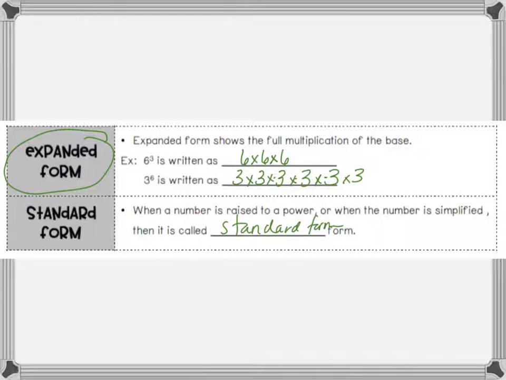So when we actually do 6 times 6 times 6 and we get our answer, then that would be the standard form, the numbers that we're used to working with by themselves. So if we take 6 times 6 times 6 and we work it out, 6 times 6 is 36. So then I'm going to multiply 36 times 6, and that will give me 216. So 216 is my standard form.